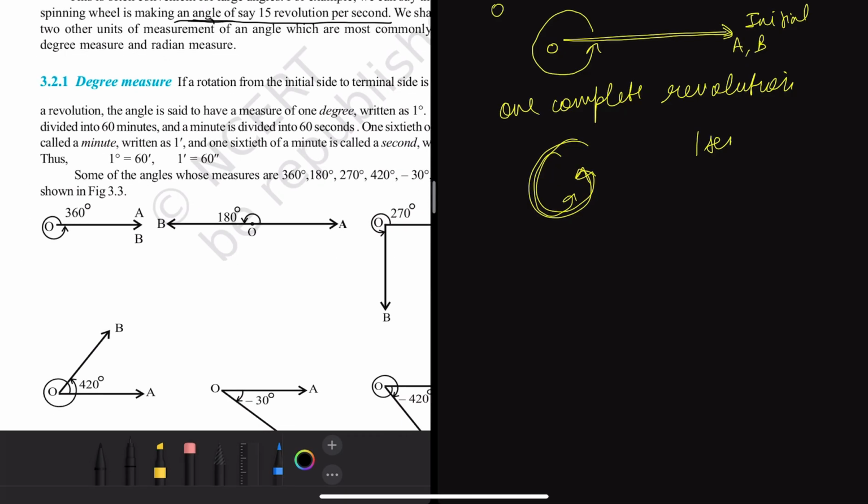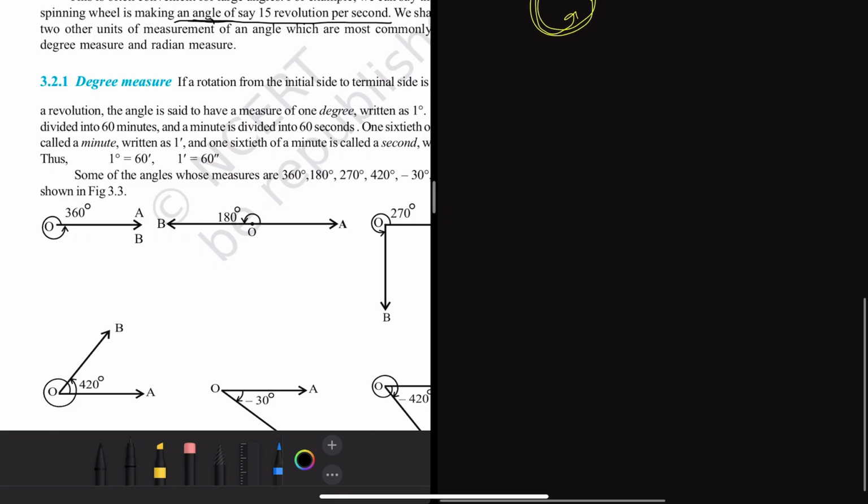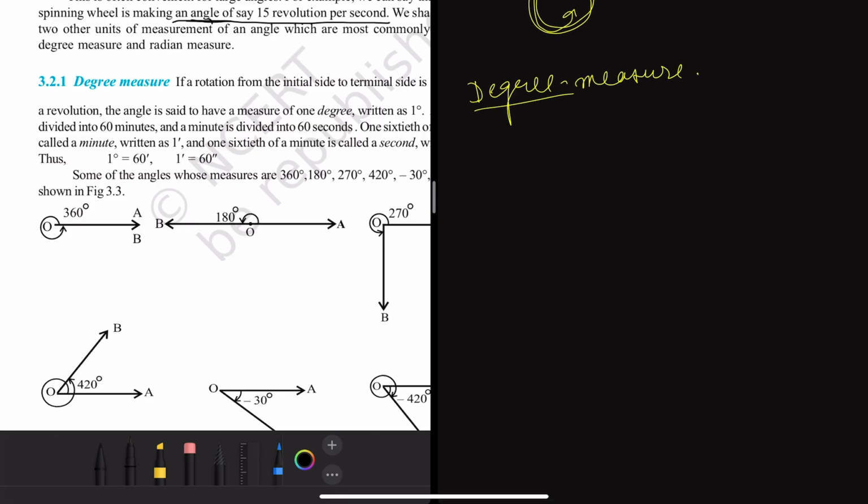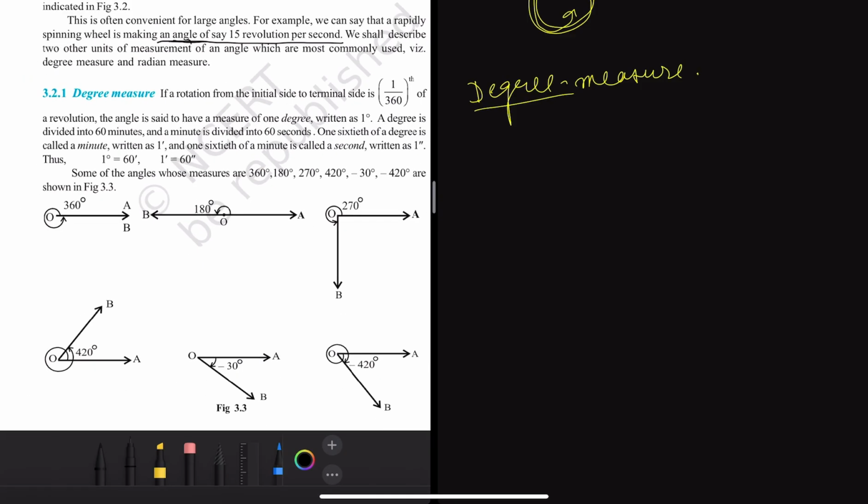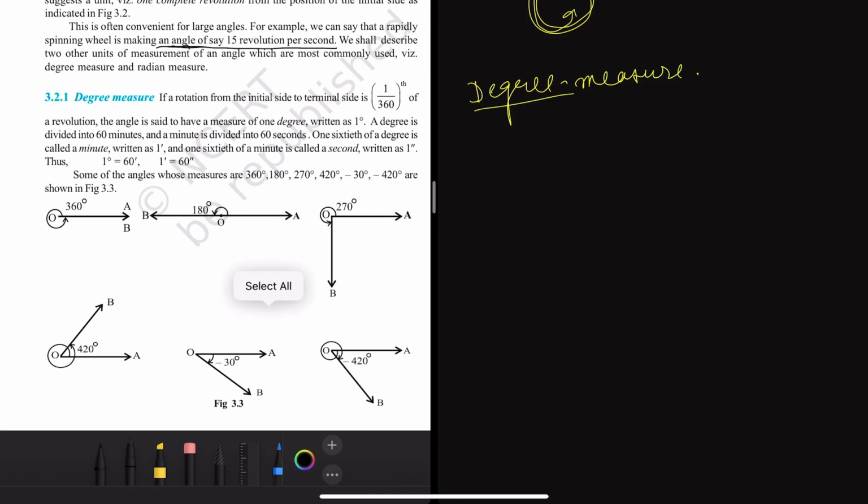Then the most popular unit is the degree measure. Degree measure is one of the most popular units, and how it is defined, you can think of a clock for this. If a rotation from the initial side to the terminal side is 1 by 360th of a revolution, the angle is said to have a measure of 1 degree.